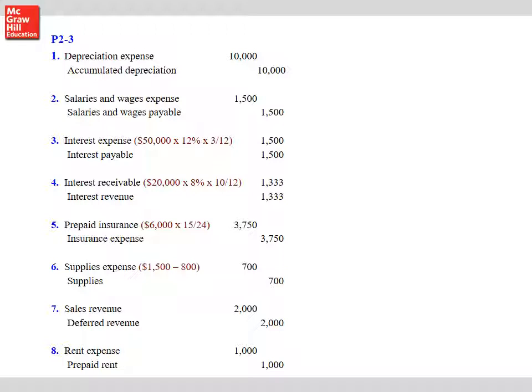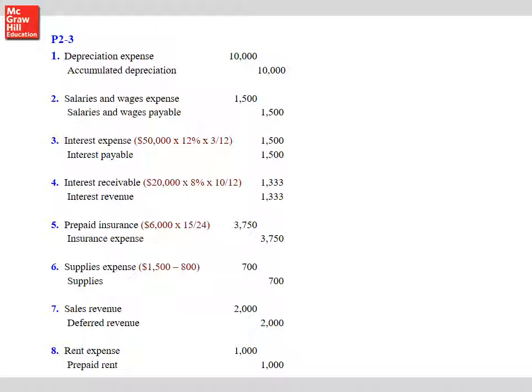In number 5, on April 1st, the company paid an insurance company $6,000 for a 2-year insurance policy. They debited insurance expense incorrectly, but they debited it for the $6,000 in total. Now, if they leave all $6,000 in insurance expense, it would look like all $6,000 of insurance expired or occurred during this year. It didn't, only a part of it.